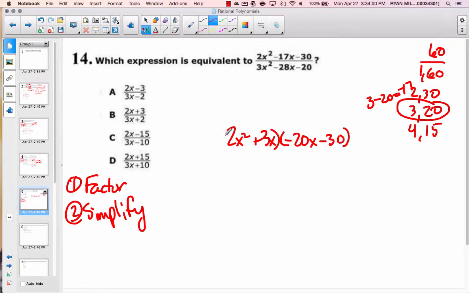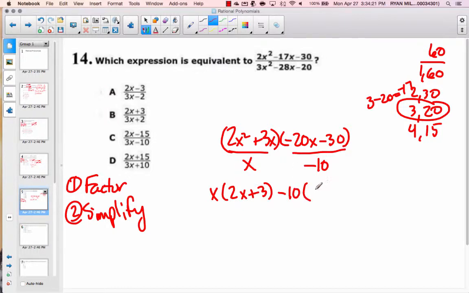Throw in my grouping symbols. The reason I'm doing the work on this one is the numbers are big enough that this isn't so easy to do in my head. So I'm working this out on purpose. I'm going to divide this one by x. I'm going to divide this one by negative 10. Pull the x out. I get x times 2x plus 3. Pull the negative 10 out. I'm going to get 2x plus 3.